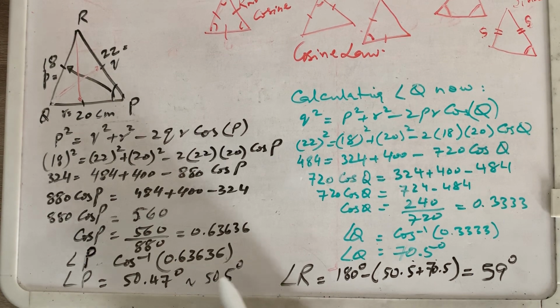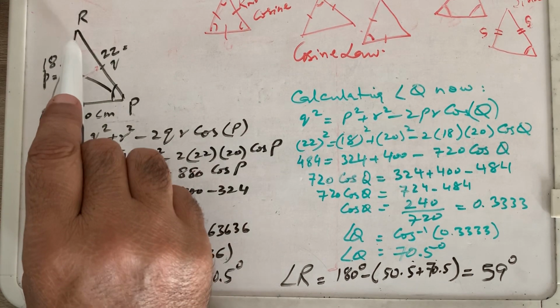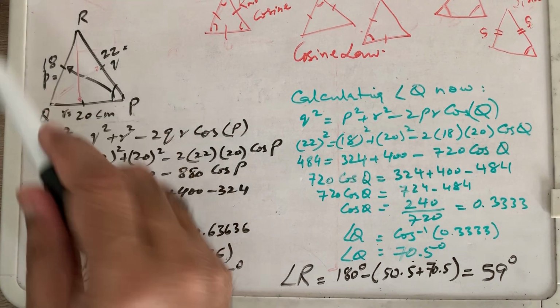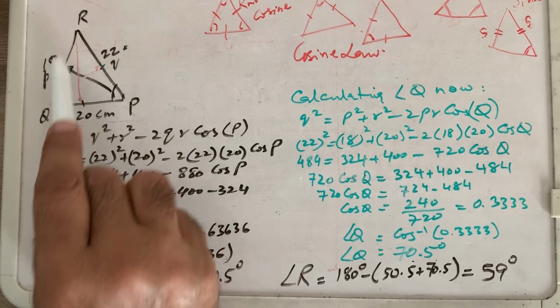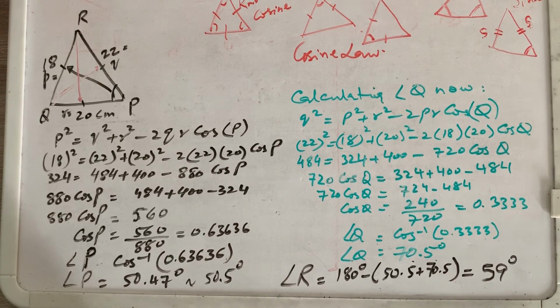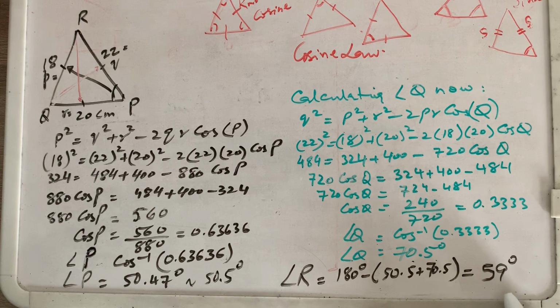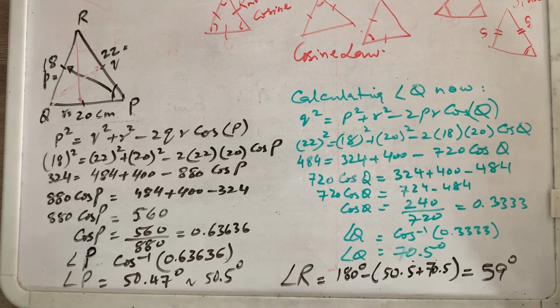Now we can use one more time the cosine formula or cosine law to get R, but we know that the sum of all three angles of a triangle is 180 degrees. So we can add these two angles together and then subtract from 180 to get my third angle, which is 59 degrees. So this is a quick review of sine and cosine rule.